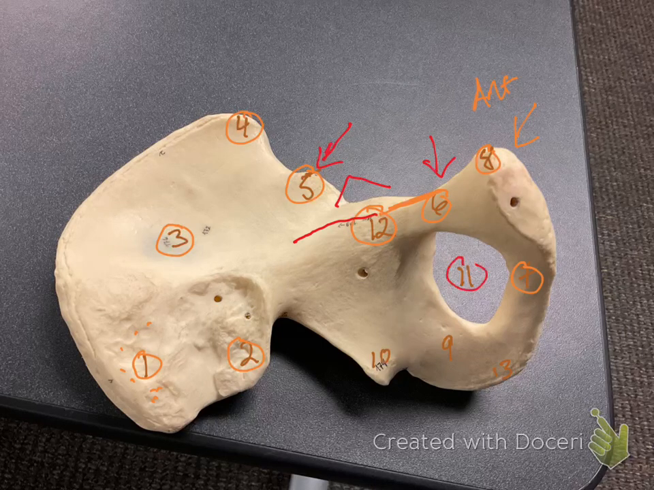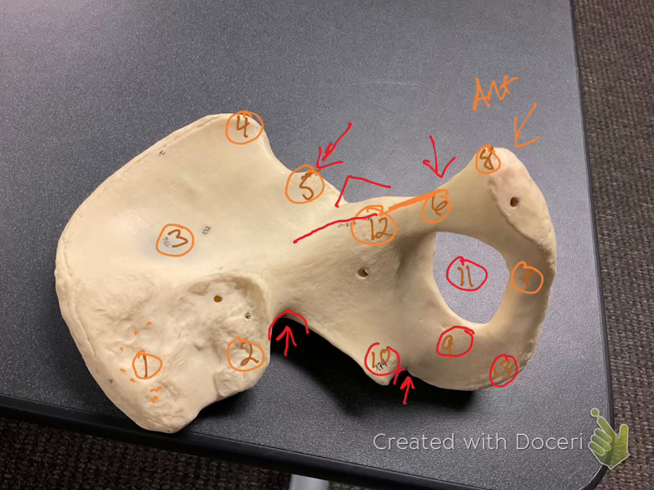Okay, number 11 is our obturator foramen. Number 13 is our ischial tuberosity. And then in this area too, we also have the rami of the ischium. We have the ischial spine. We have the greater sciatic notch, which is here, and then we have the lesser sciatic notch, which is the structure right through there.